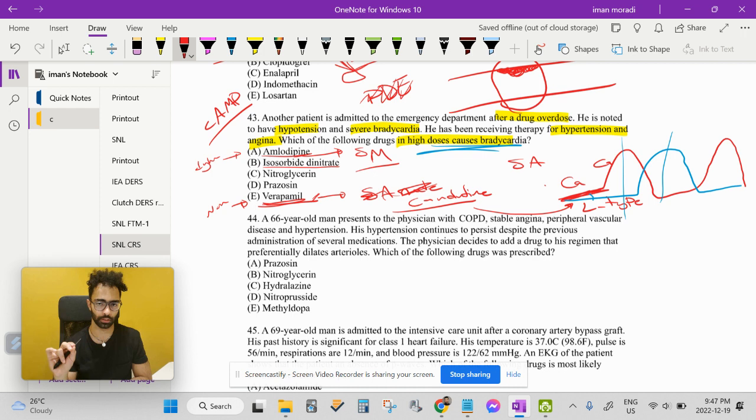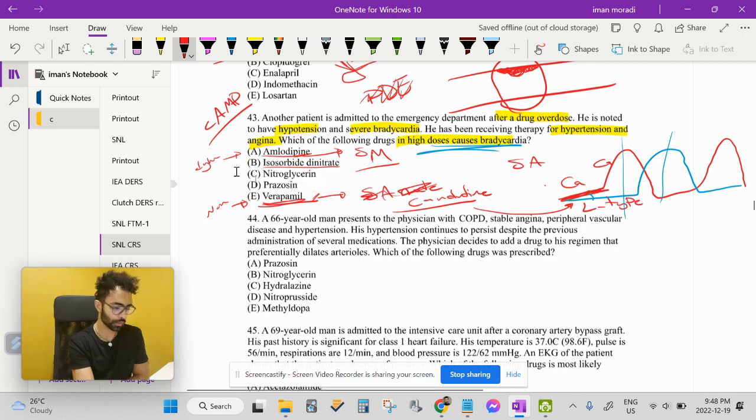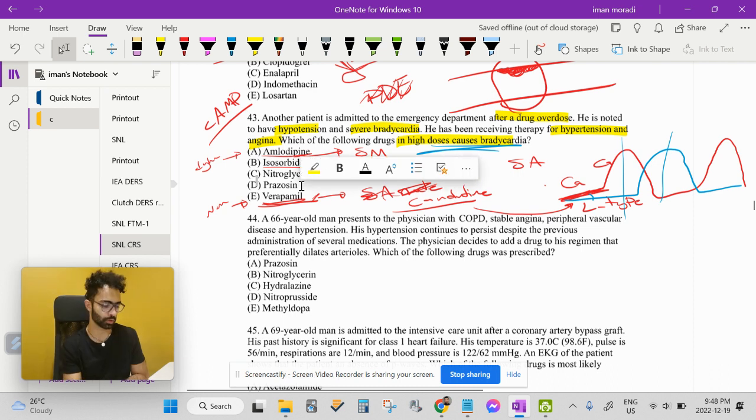Now compare that to something like hydralazine. Hydralazine vasodilates and it decreases afterload. That's also useful, right? Especially if you have a hypertensive crisis, you want to really fast decrease the pressure of your systemic arteries, right? Nitroglycerin, same story. Prazosin, kind of similar to hydralazine.